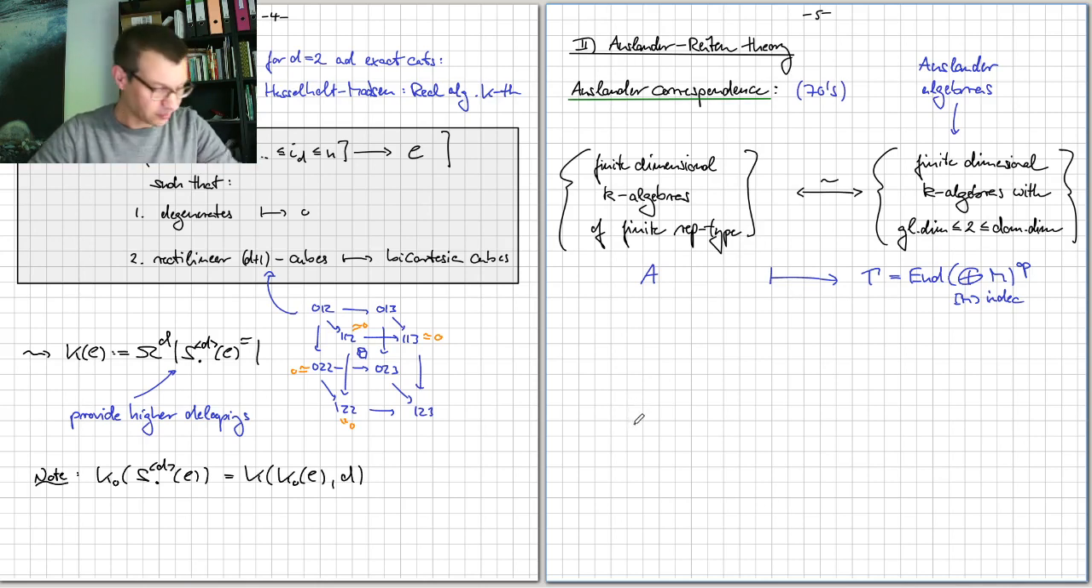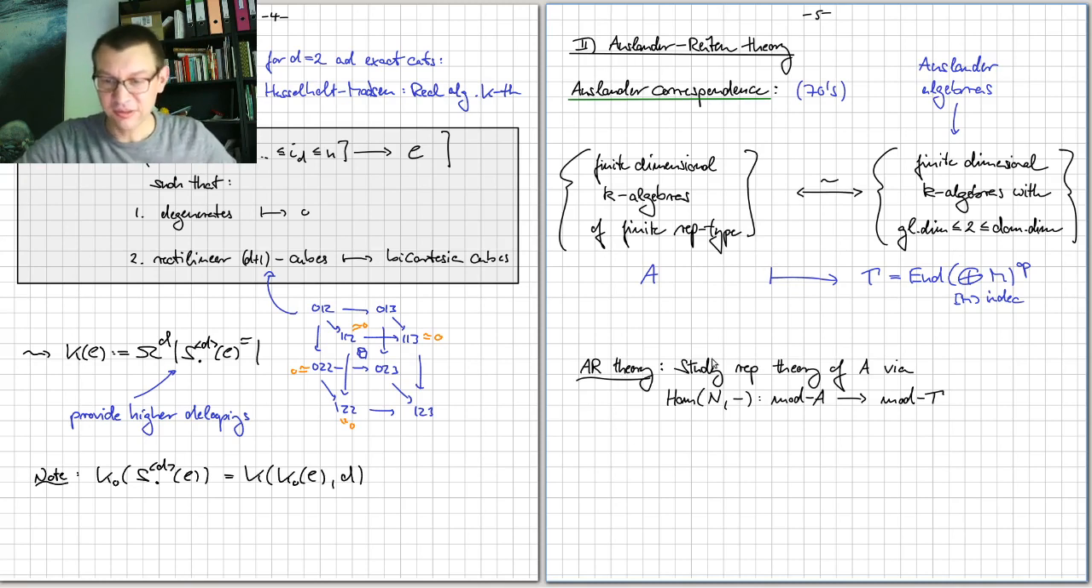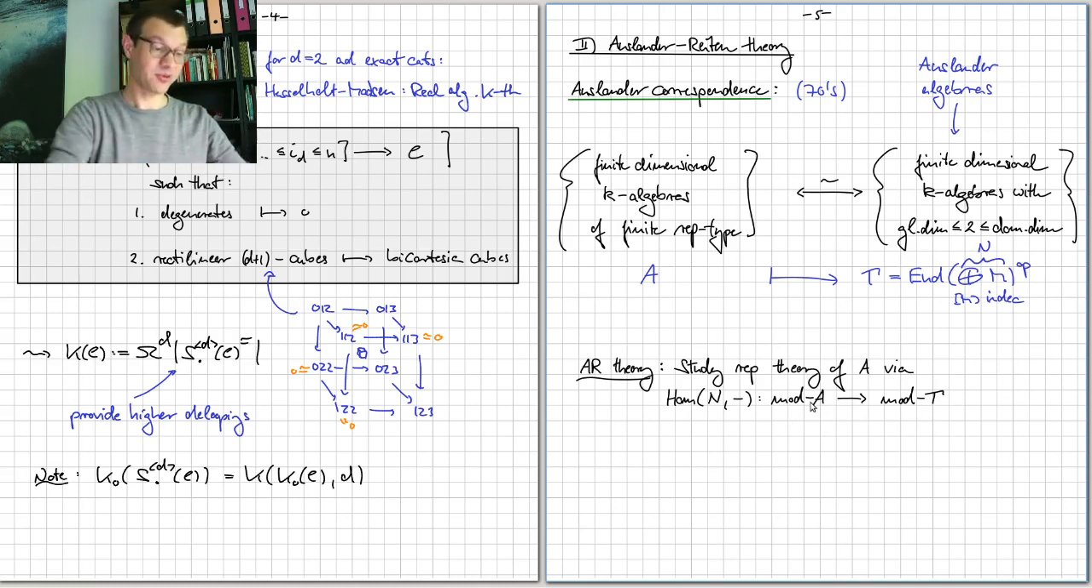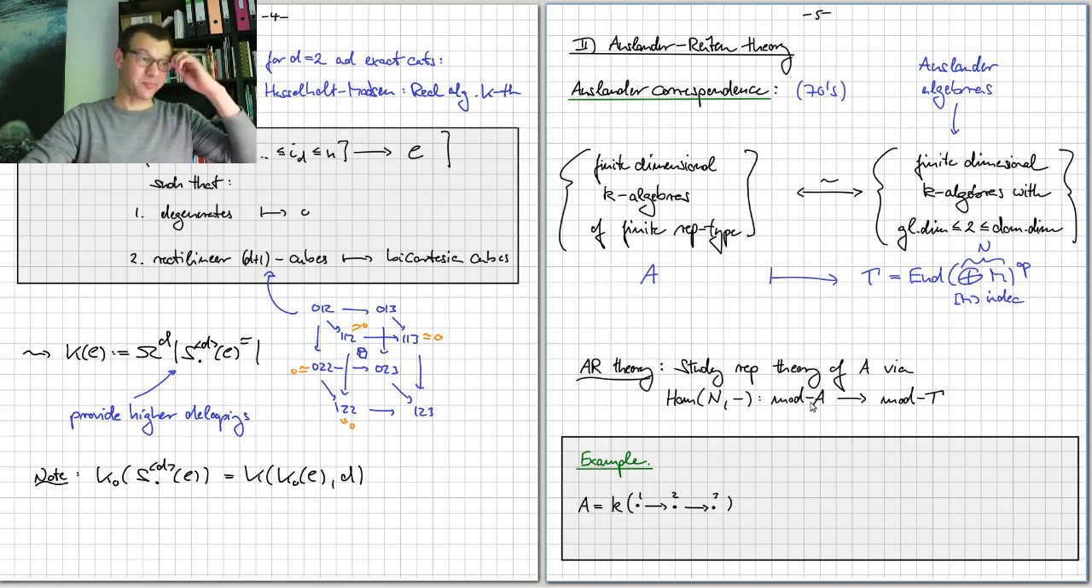Okay, and so the point of Auslander-Reiten theory is to study, as I said, the representation theory of A via this functor, which takes this guy here, let's say the sum of these indecomposables, let's call this n, and then we get a functor, of course, by Homing out of n from A modules to gamma modules, and one tries to understand things about the representation theory of A via this process. Let me give you an example.